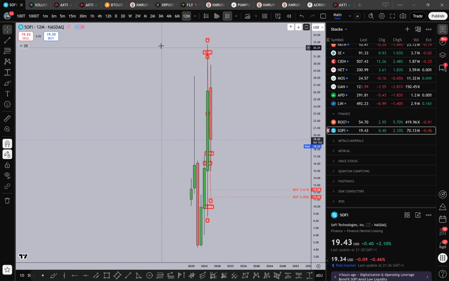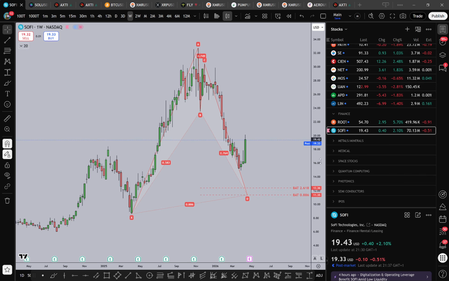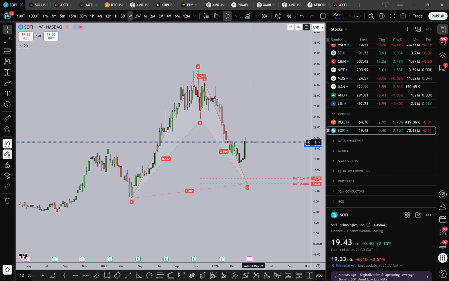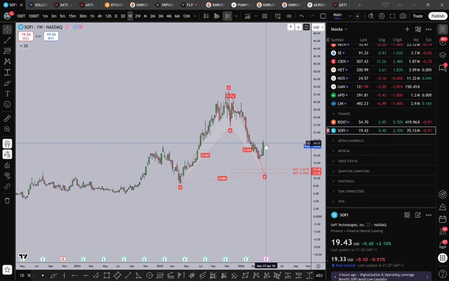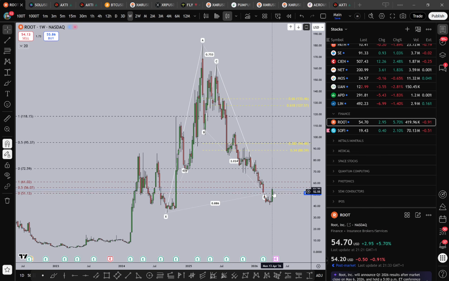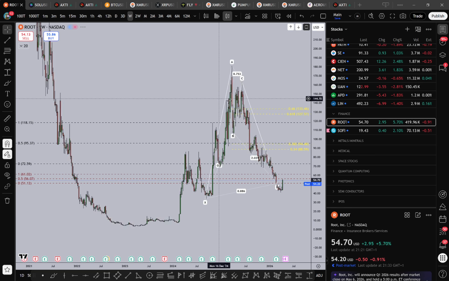There's SoFi. We talked about this one. It's not hit its targets yet. I would love for that target to get hit, so I'm not interested in getting SoFi currently, just because there's no edge for me here. I prefer Root over SoFi, but Root has resistance as well, so you try to structure an entry around this area, right? You need some more structure to come in.